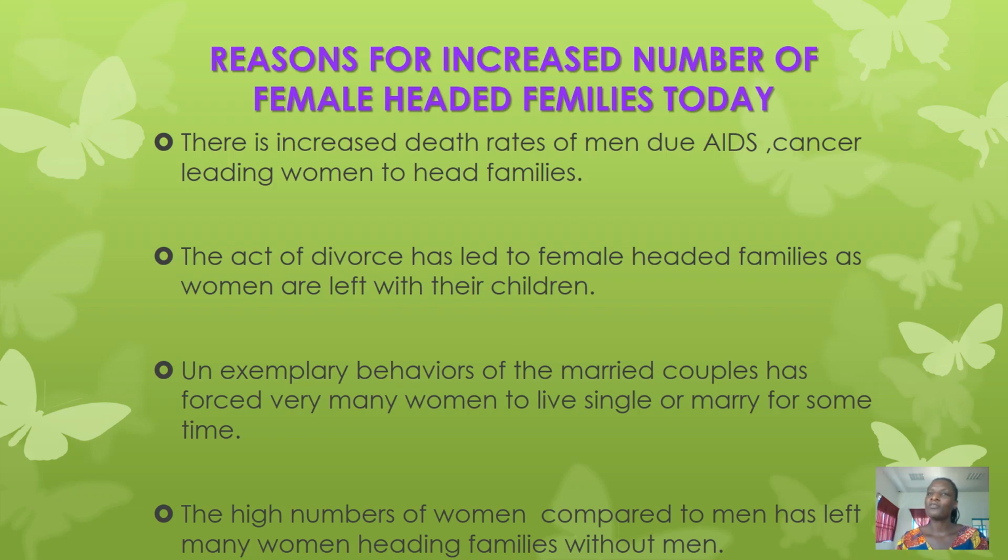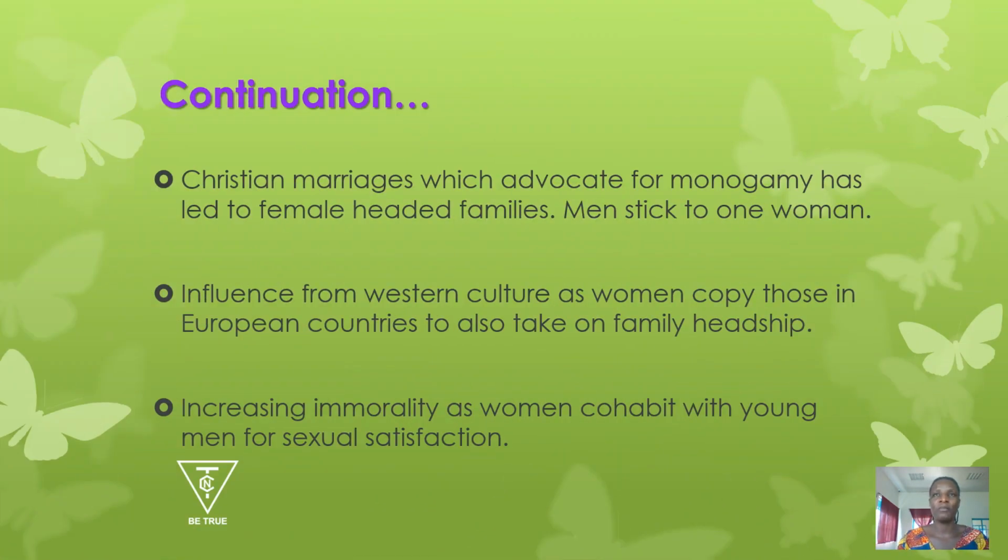The high numbers of women compared to men, because our population census shows that the number of women is so many compared to men. So men tend to leave the women to take care of the families. They go on marrying and producing. So when you get a child with him, then he will go to another woman who is ready and single, to take care of that one.